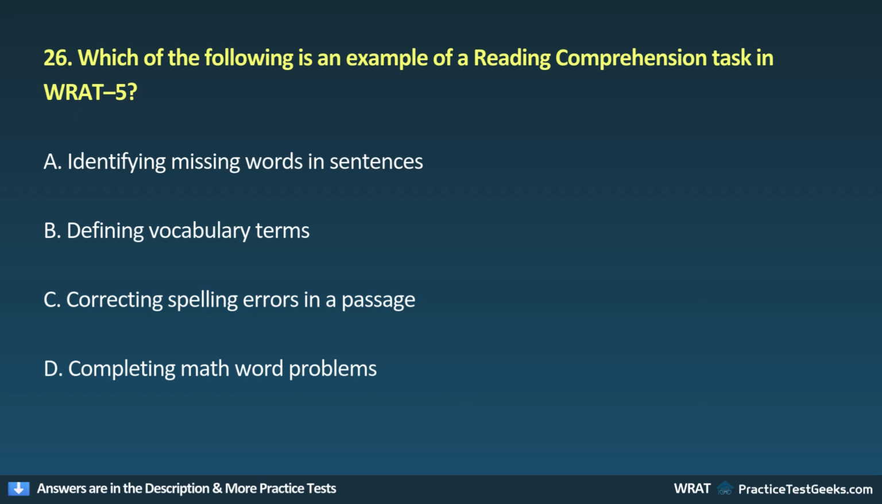26. Which of the following is an example of a reading comprehension task in WRAT 5? A. Identifying missing words in sentences. B. Defining vocabulary terms. C. Correcting spelling errors in a passage. D. Completing math word problems.